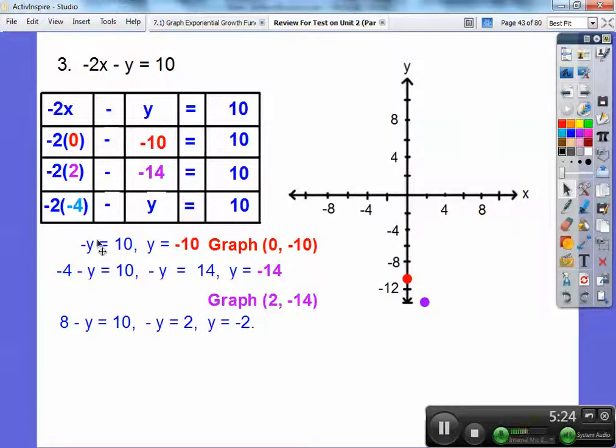So I'm going to graph negative 4 comma negative 2. So that would be right there. So over 4 down 2. And then it should be on a nice straight line right there, as long as we graphed it appropriately.